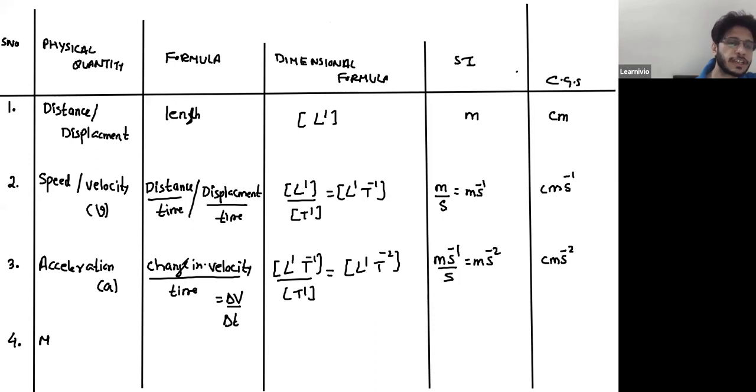Ariba, acceleration is the ratio of change in velocity and time. The change in velocity is represented by delta V. Delta represents change. When we write dimensions, change in velocity has the dimensional formula L1 T minus 1, and the dimensional formula for time is T1. So the combined is L1 T minus 1 divided by T1, and when you divide two quantities, the dimensions get subtracted. So minus 1 minus 1 is minus 2, giving L1 T minus 2. The SI unit is meter per second by second, that's meter per second square, and the CGS unit is centimeter per second square.